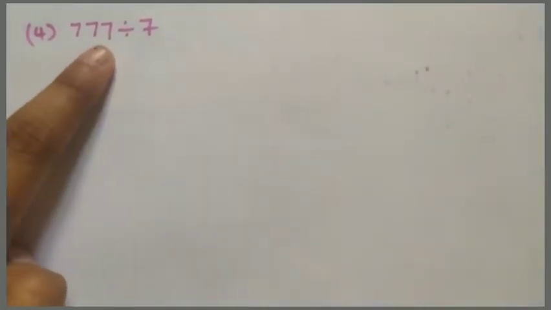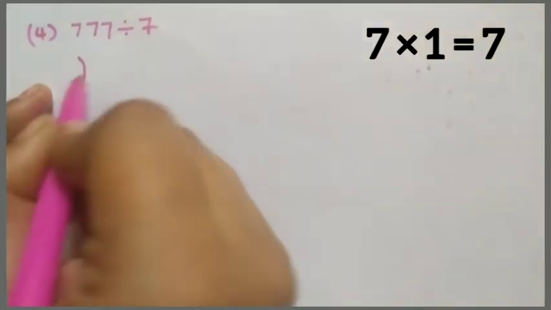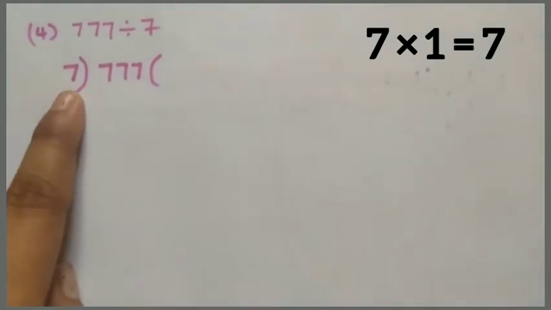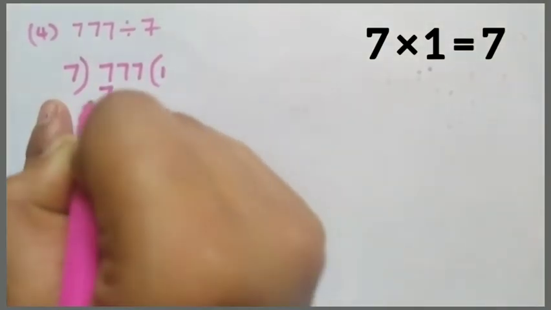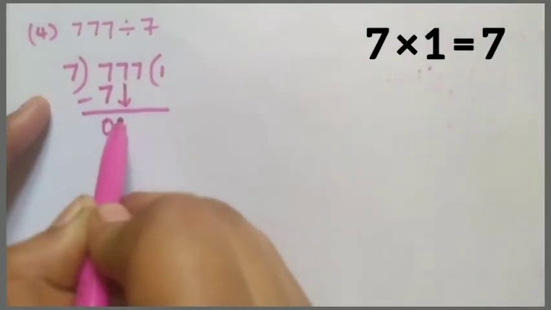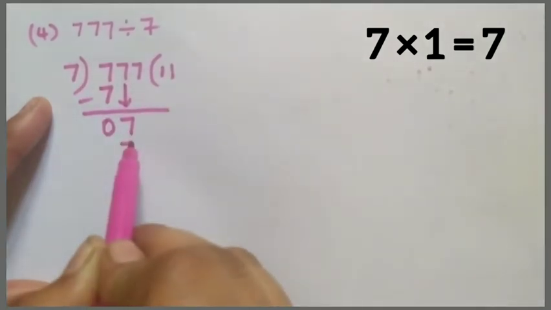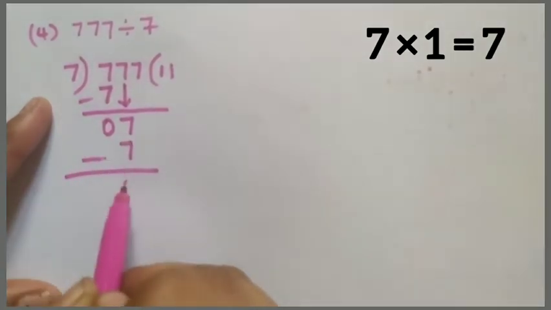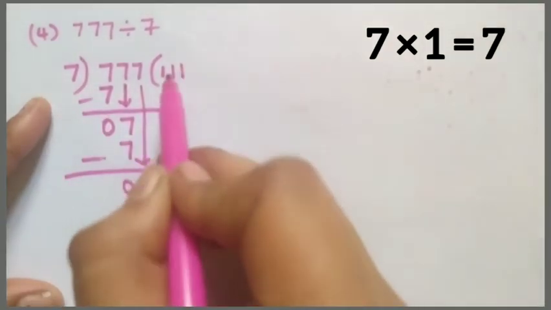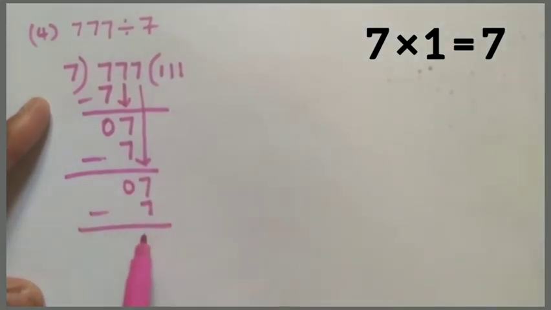Look here children. For example, 777 divided by 7. To do this problem we will write like this: 777 and 7. 7 ones are 7. 7 minus 7 is 0. Now we will take this 7 down. Again 7 ones are 7. 7 minus 7 is 0. Now we will take this 7 down again. 7 ones are 7. 7 minus 7 is 0.